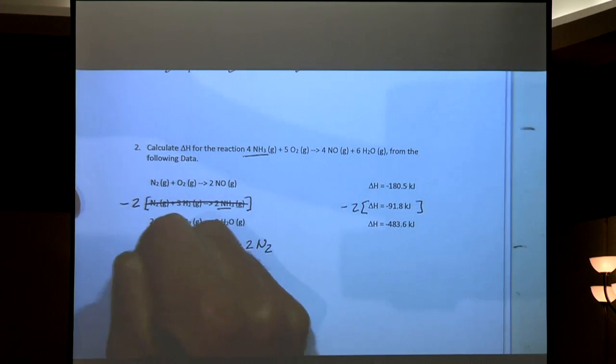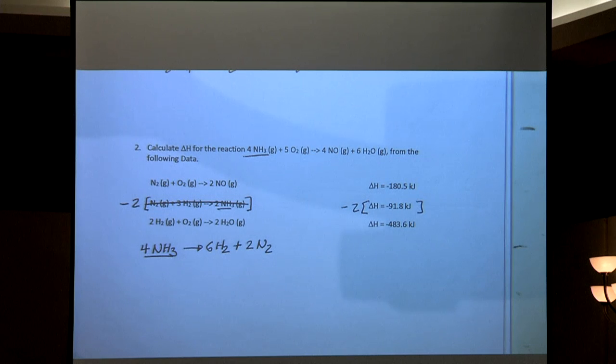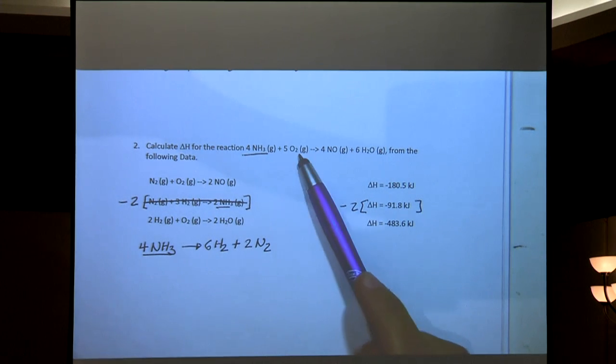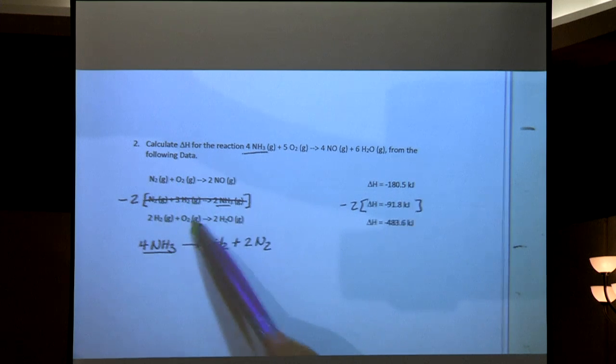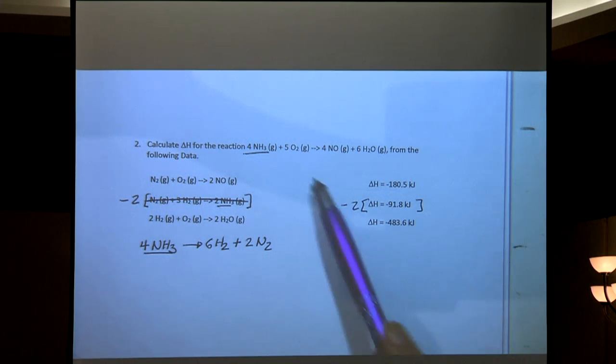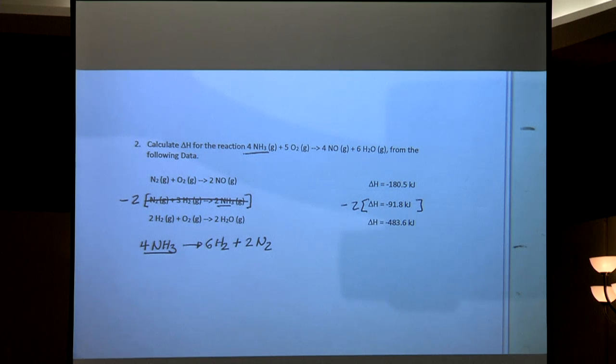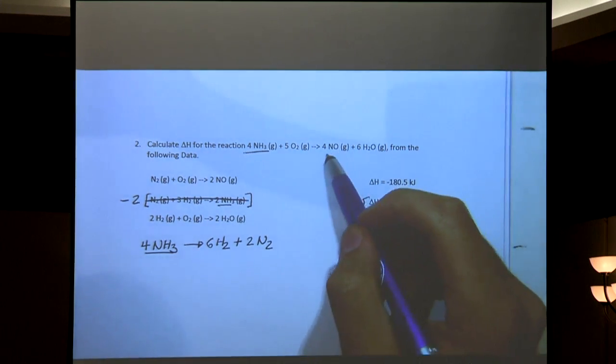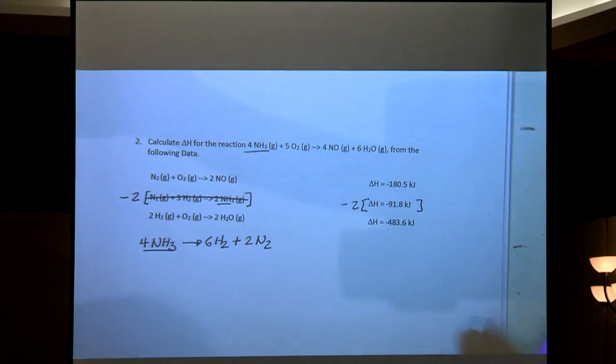So there's my NH3. Is it on the correct side and in the correct proportion now? Awesome. Okay, O2 is in multiple places. It's here, here, and here and here. So I'm going to save it to the end. If I have things in multiple equations that are in my matched equation, save it to the end and see if it cancels out. All right? Let's skip to NO.